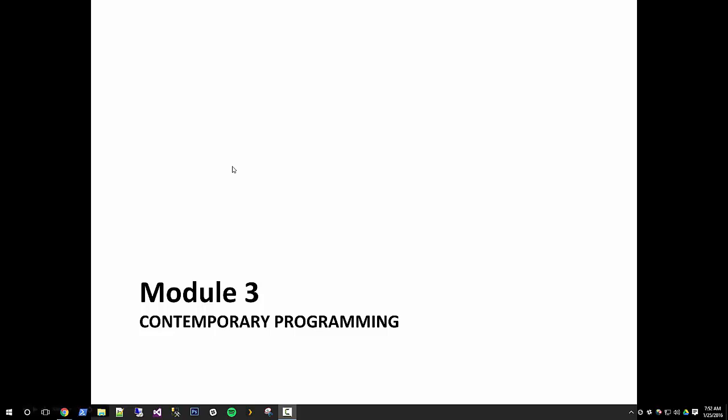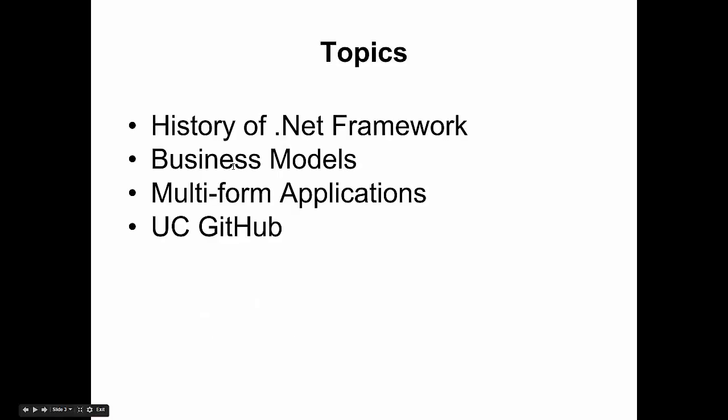This is Module 3 for Contemporary Programming. This week we're going to cover a variety of different topics. We're going to look at the history of the .NET Framework, talk about how it came to be, what it looks like, how it started, give you a brief overview of what the framework is today, and then talk a little bit about where it's going in the future.